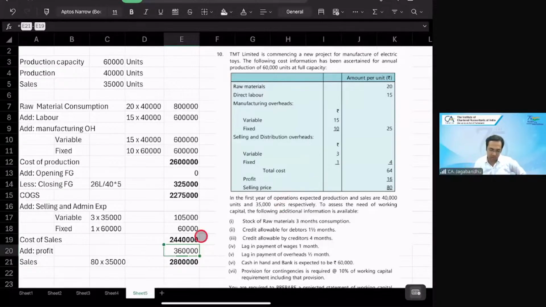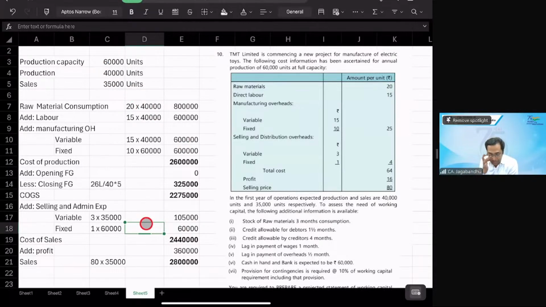Profit per unit cannot be taken because now your variable cost is not the same as in the previous case. Earlier you had a fixed cost of 1 rupee per unit. Now, if you take this fixed cost as 60,000 and work out a per unit figure, that will be 60,000 divided by 40,000. So now your fixed cost on a per unit basis has changed.